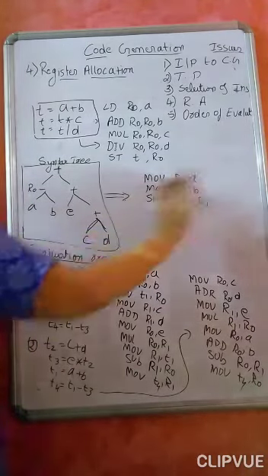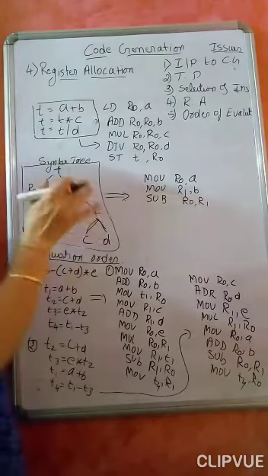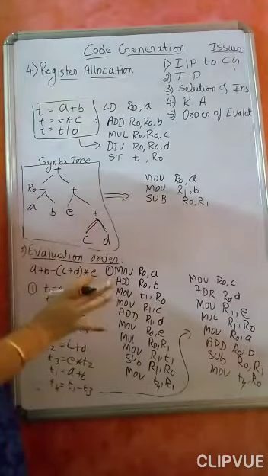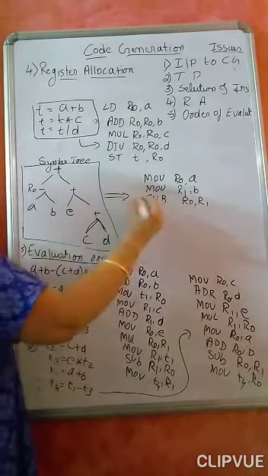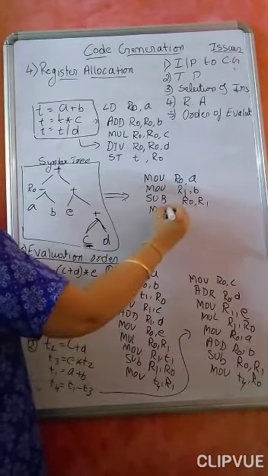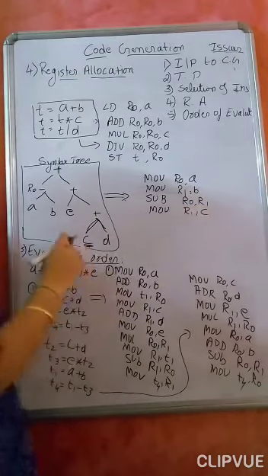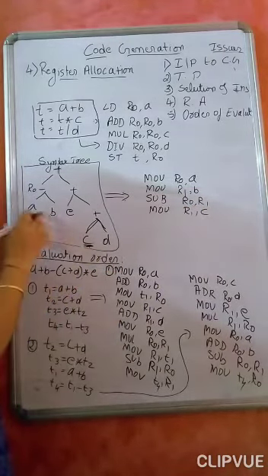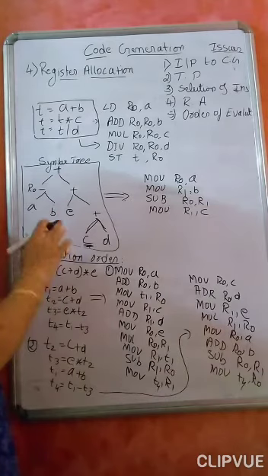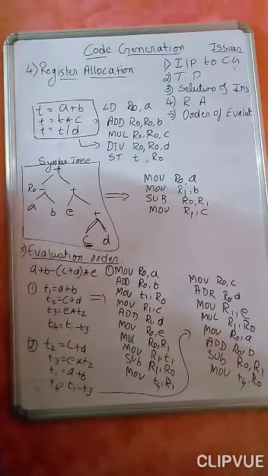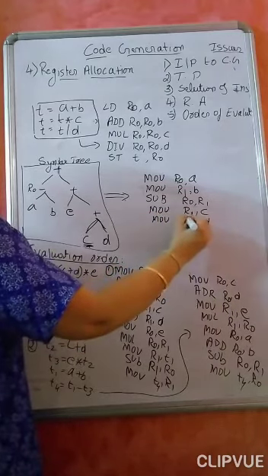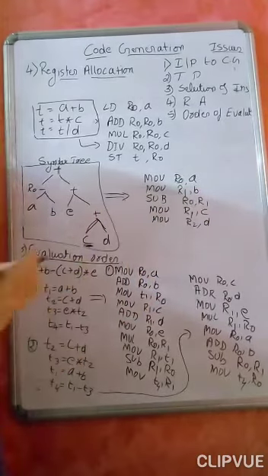Now R1 is free, because the content B is already subtracted from A. I no longer want that R1. So now I can store C in the same R1. Move C to R1, because R1 is free, and anyhow the result A minus B is already stored in R0. So I am utilizing that R1 here. Now I will move D to R2.